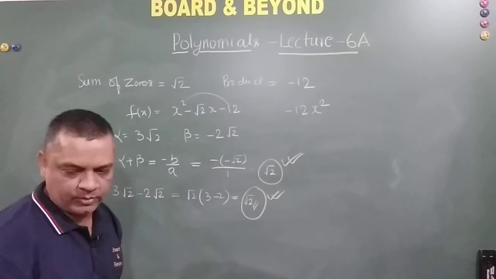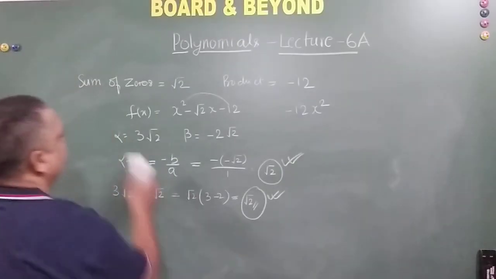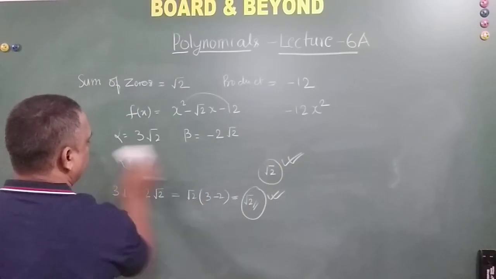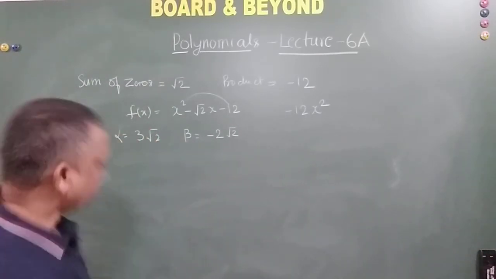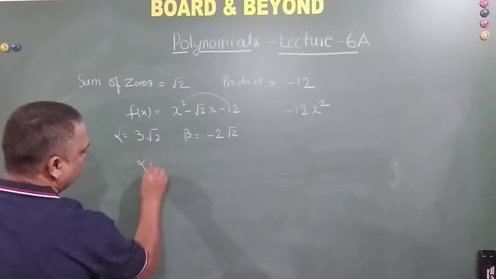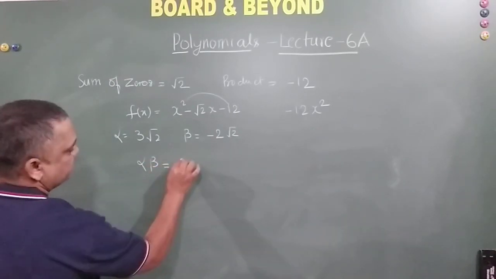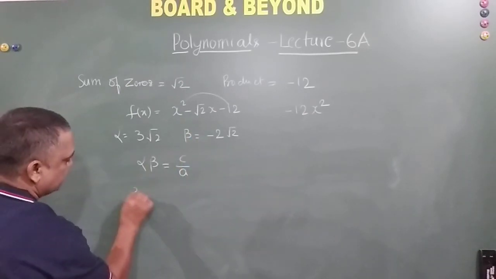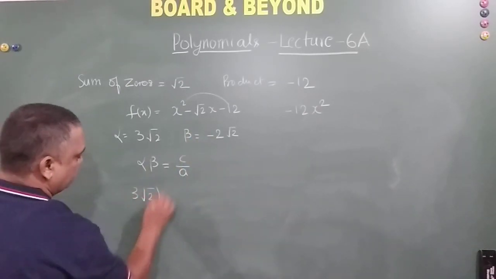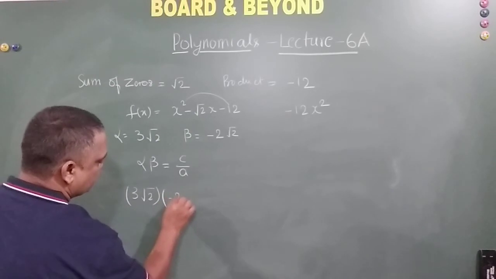Now let's verify alpha into beta. Okay, alpha into beta. So alpha into beta is equal to c by a. Alpha into beta, this is this into this. 3 root 2 into minus 2 root 2.